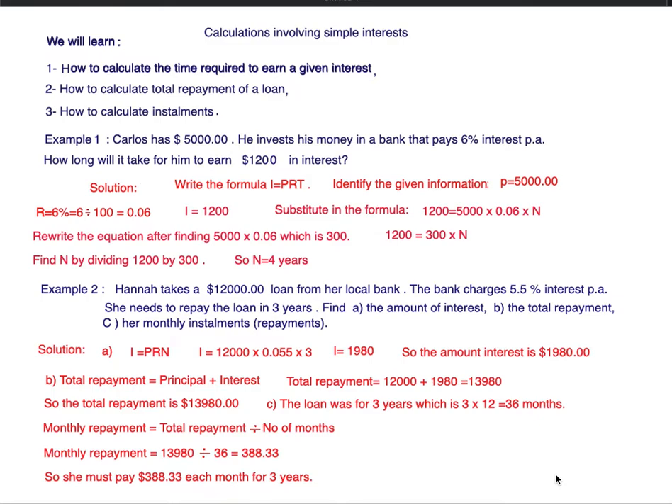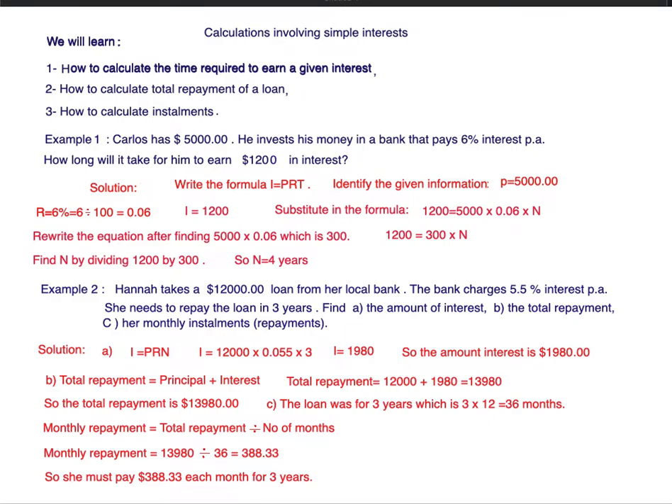First is how to calculate the time required to earn a given amount of interest. So you know how much money you have and you know the interest rate, and you want to work out how long you need to leave your money in the bank to get a certain amount of interest at the end of your investment period.